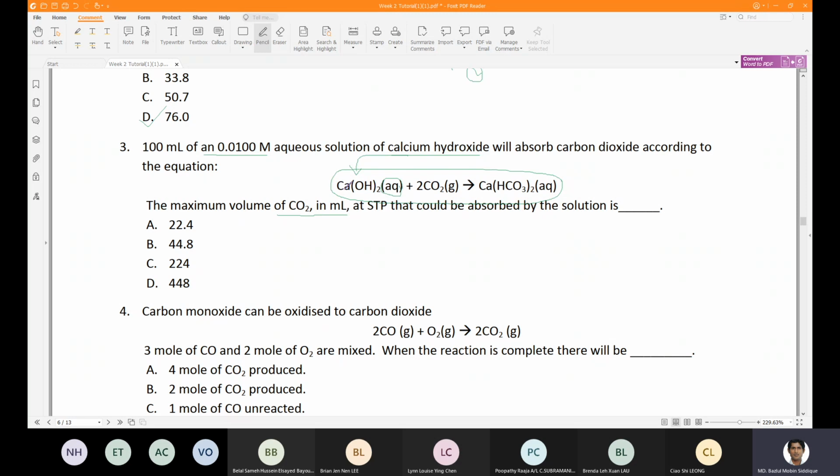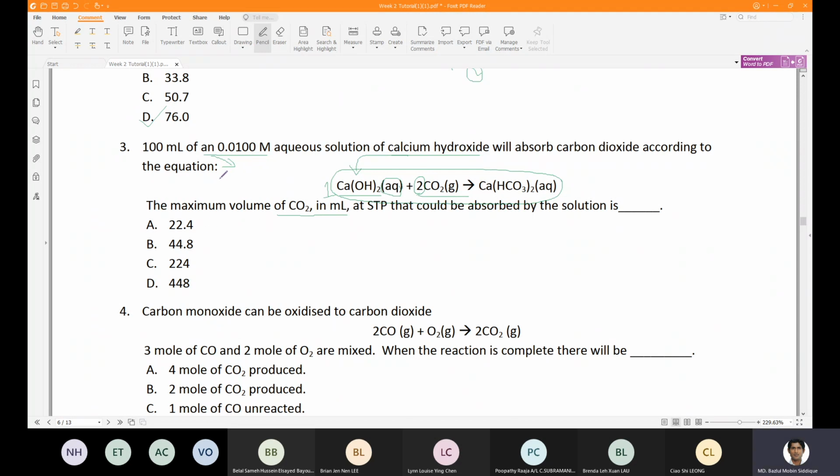So the correct answer is that first of all, we should look at the number of moles in the equation, the ratios of the reactants. Calcium hydroxide is one reactant, carbon dioxide is another. 1 mole of calcium hydroxide absorbs 2 moles of carbon dioxide, right? 1 mole absorbs 2 moles. So 100 milliliters of 0.01 molar aqueous solution will absorb how many moles? How many moles is this?